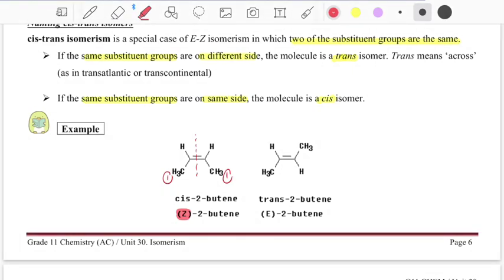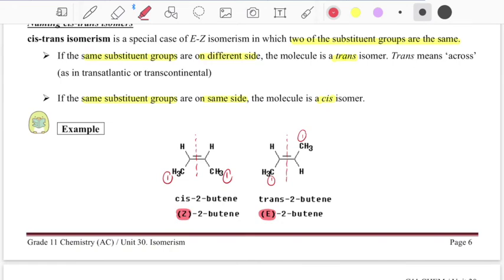For the one on the right hand side, again we divide it into two halves. On the left hand side, the methyl group should be assigned the higher priority. On the right hand side, we give the methyl group the higher priority. Now the two priority atoms are on different sides, opposite sides. So it should be named as E isomer, E-but-2-ene. That's the first way we assign the two isomers, E or Z.